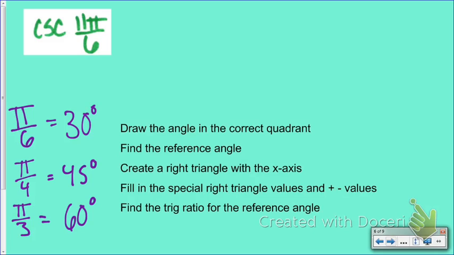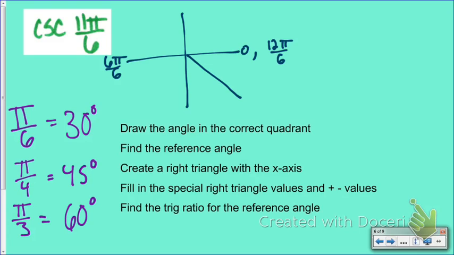So now when I do the cosecant of 11 pi over 6, I'm going to start it the same way. I'm going to start by drawing 11 pi over 6 in the right quadrant. I know this is 0. This is pi, which with the common denominator is 6 pi over 6. And then all the way around would be 2 pi, and 2 pi is equivalent to 12 pi over 6. So that means 11 pi over 6 has to fall in this fourth quadrant.